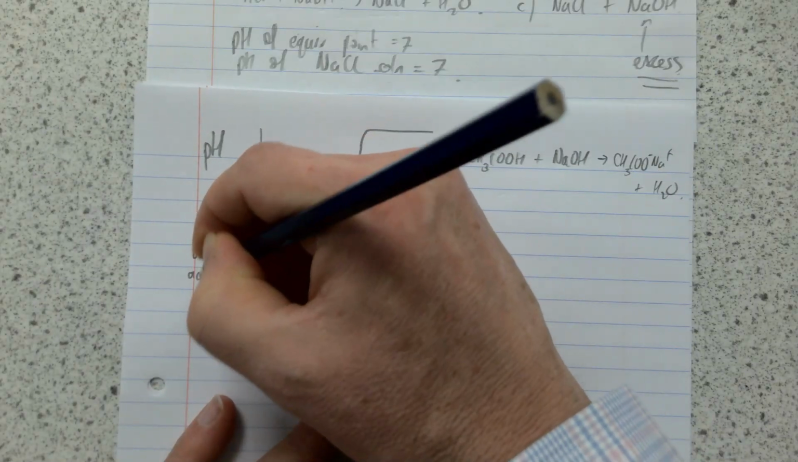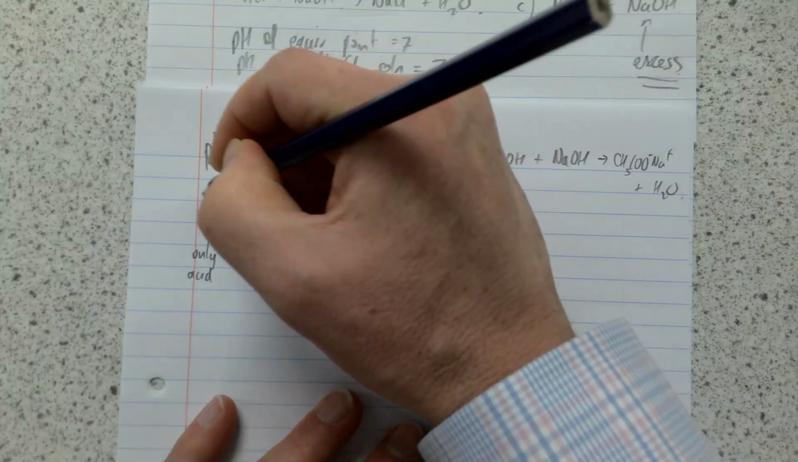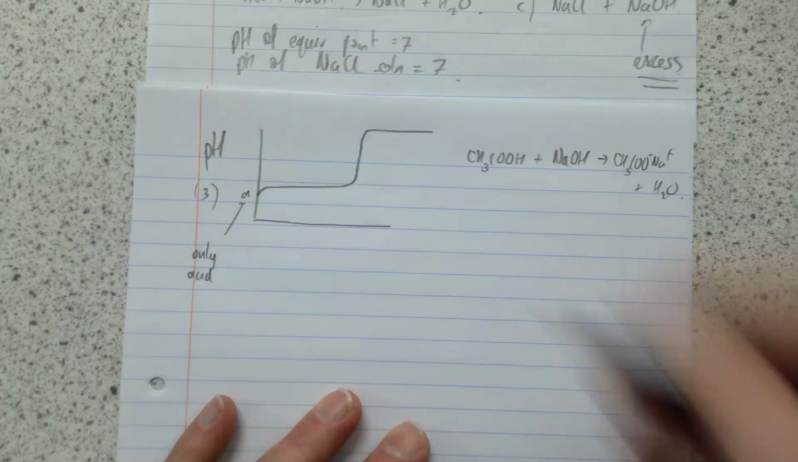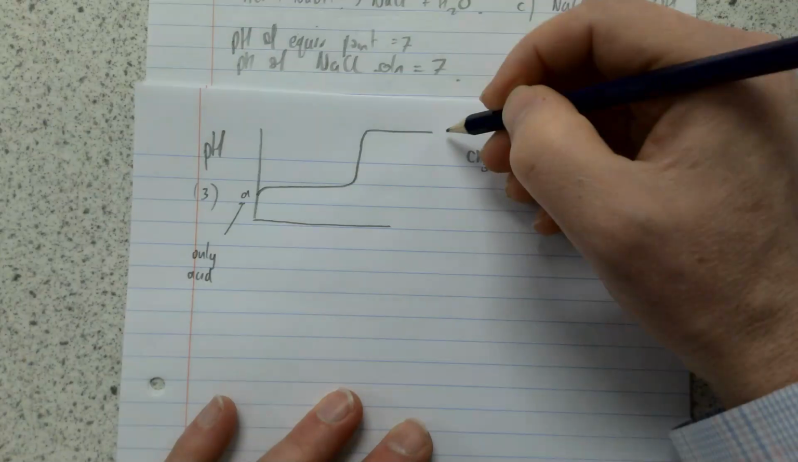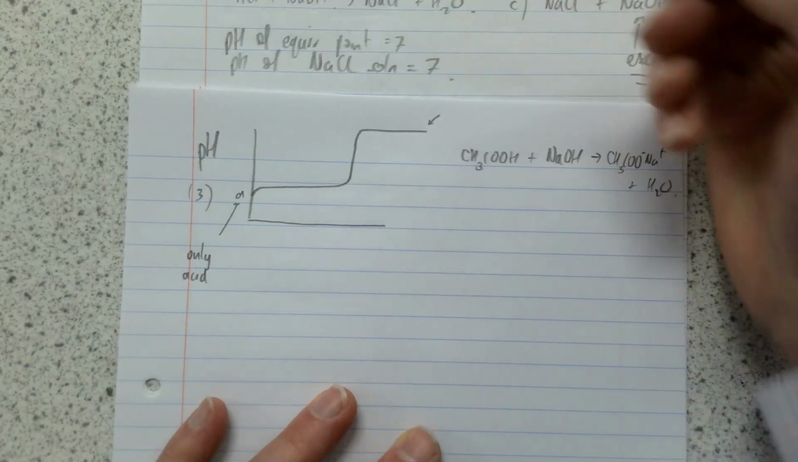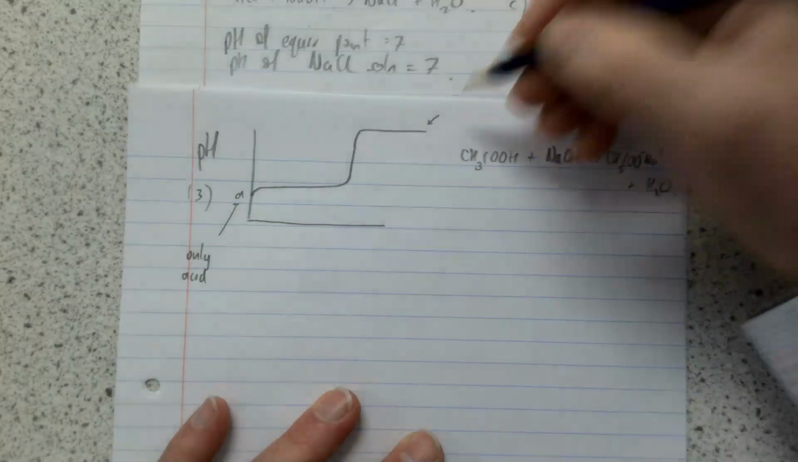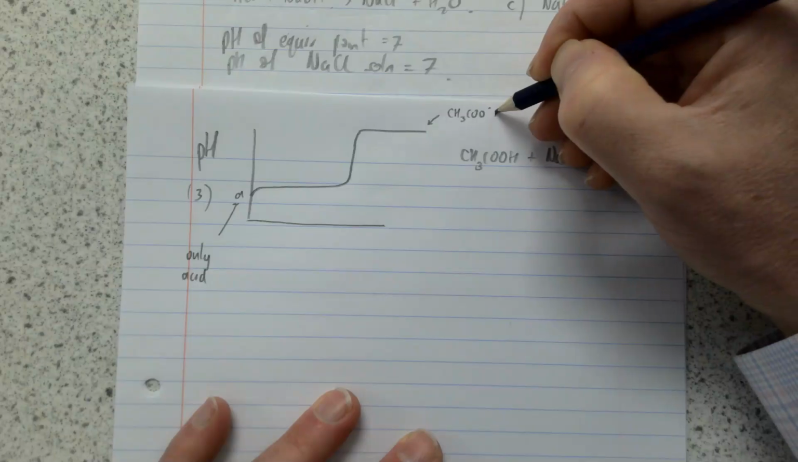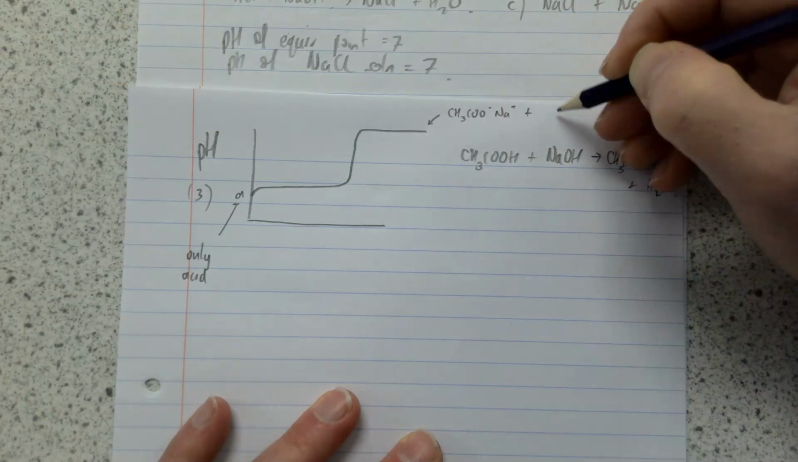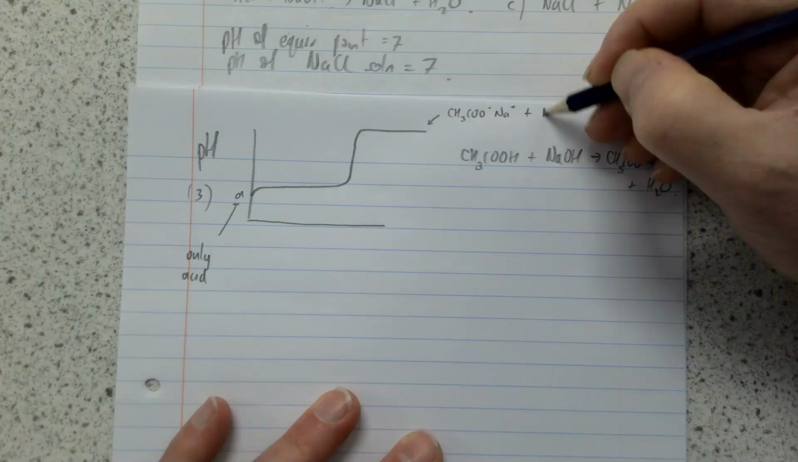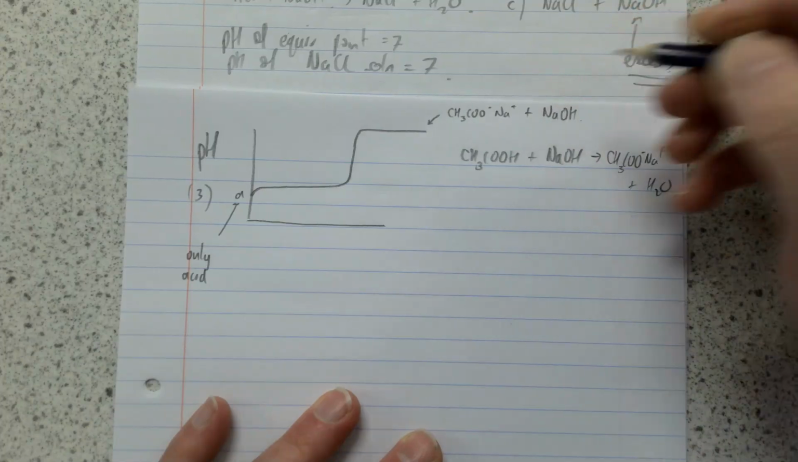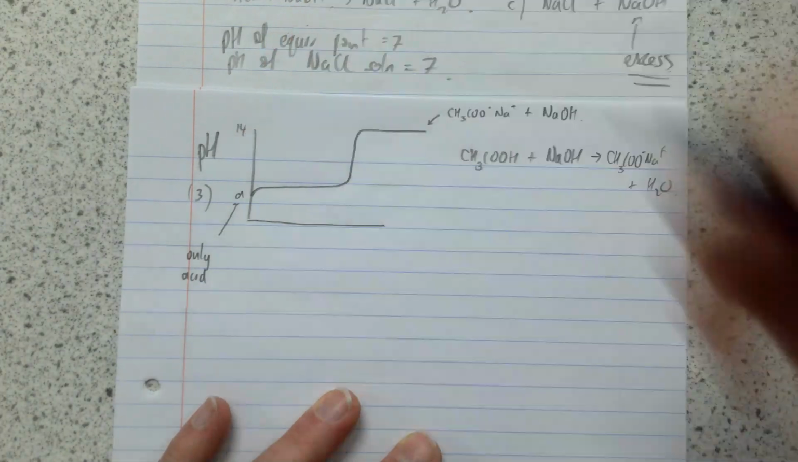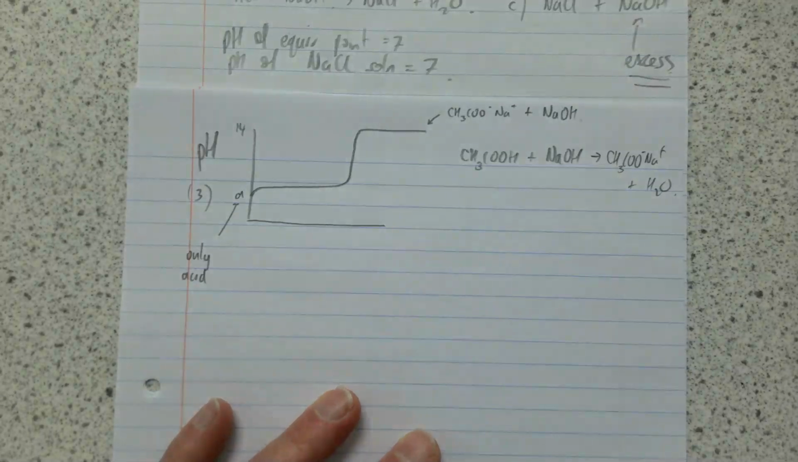and the pH there would be about 3, for argument's sake, pH 3. And up here, just like before, we've got the salt, which is CH3COONa, and some excess sodium hydroxide. So that's going to be pH 14 up there, because we just dumped in a load of excess sodium hydroxide.